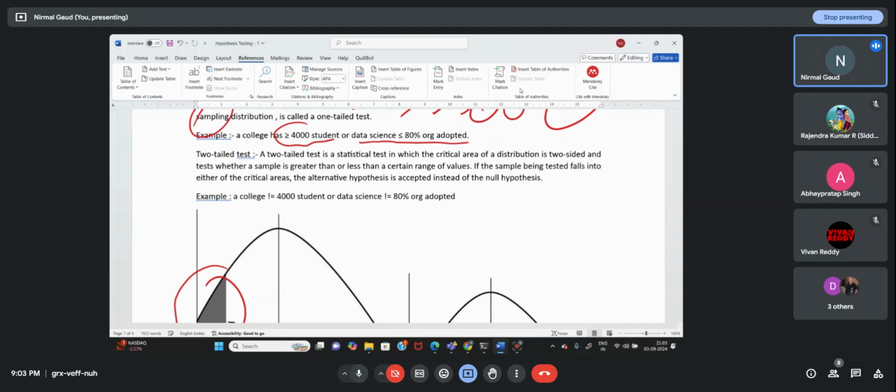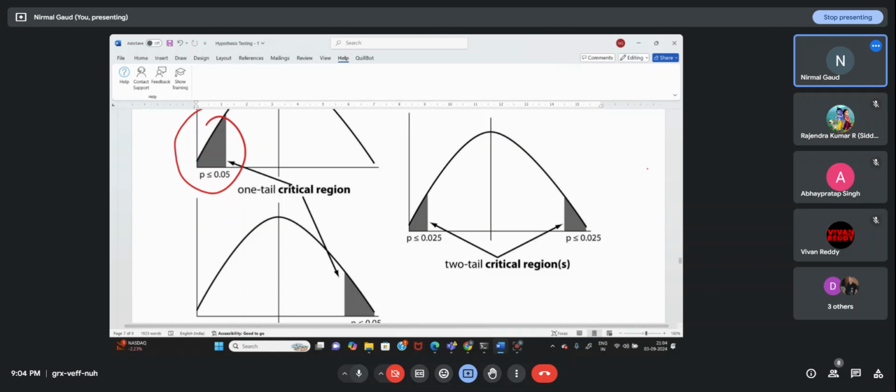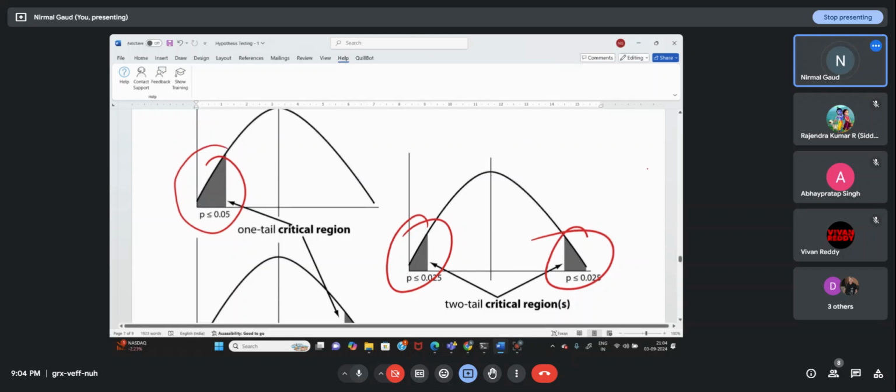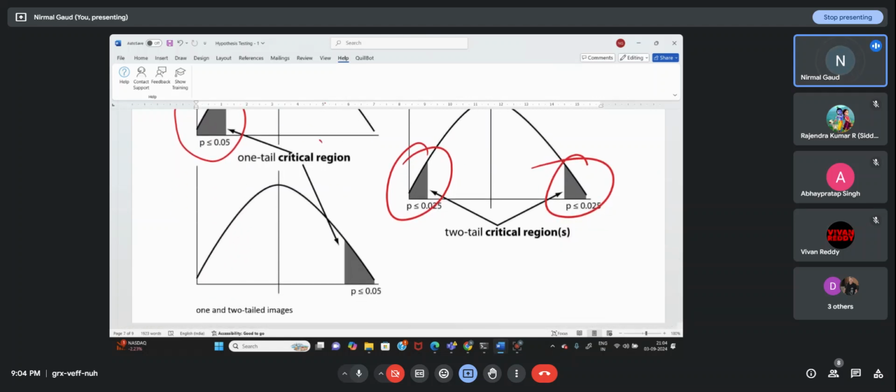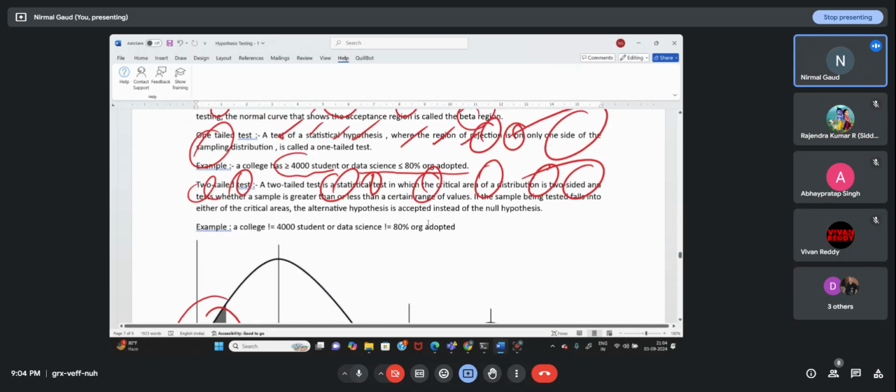All right, fine. We can have two tail test also. So in two tail test, it is a statistical test in which the critical area of distribution is on the two sides. That means here also and here also. This is two tail test. Okay, so यहाँ पर आपके critical regions हैं. Okay, these are the critical regions in two tail. In one tail, either I am having on this side or either I am having on this side. Okay, ये चीज है. So one tail or two tails.